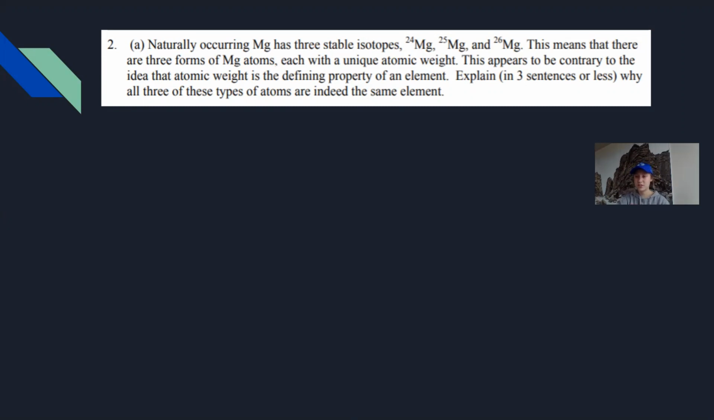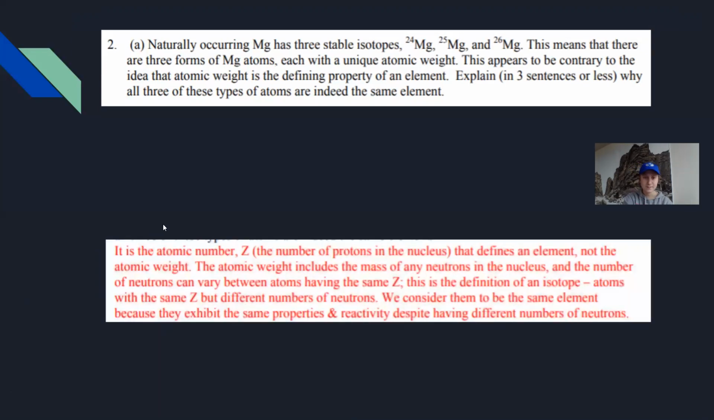The number of protons determines the element, not the number of electrons or neutrons. The neutrons differing, but with the same number of protons, is what isotopes are. So let's see what they said. Yeah, the number of protons defines the element, not the atomic weight. And it is the mass of the neutrons that define the isotope, right?